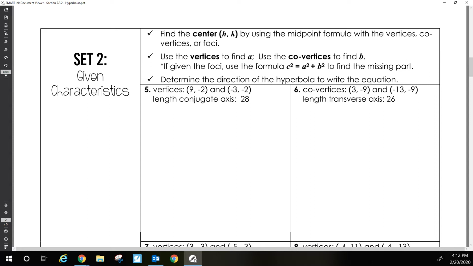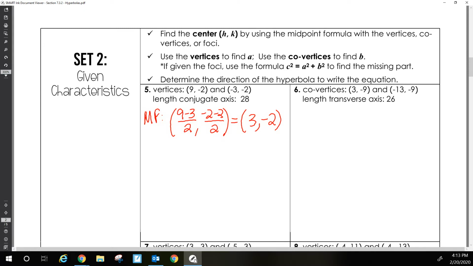So the first thing we can think of is if we are given two vertices, two co-vertices, or two foci, we can always find the midpoint between those two, and that's going to be our center. So we're given two vertices here, so my midpoint is going to be halfway between them. So 9 minus 3 divided by 2, negative 2 minus 2 divided by 2. 9 minus 3 is 6, divided by 2 is 3. Negative 2 minus 2 is negative 4, divided by 2 is negative 2. So that is going to be my center.